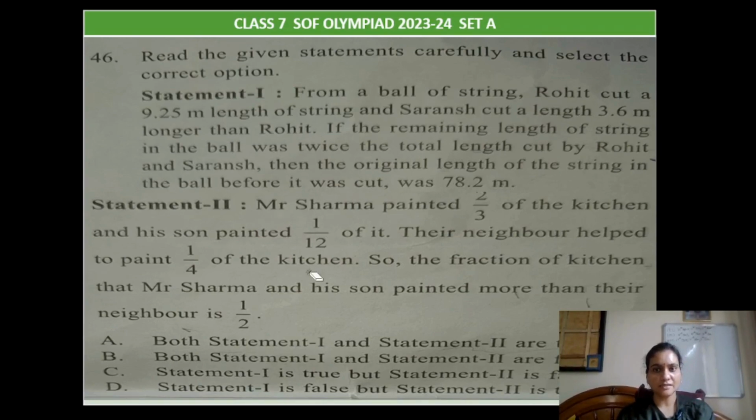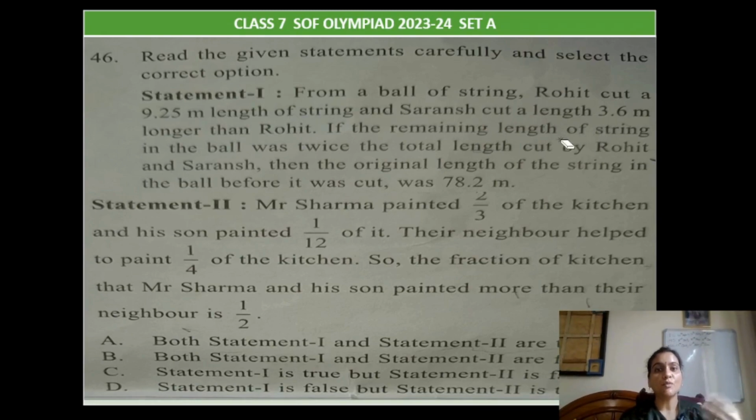Statement 2 also says something. We'll read it when we solve it. So we have to choose A, B, C, D, whether statements 1 and 2 both are true, both are false, one is true, one is false. So instead of reading statement 2 and wasting my time, let me start solving statement number 1. So Rohit cut 9.25 meter length of string and Saransh has cut 3.6 more than Rohit.